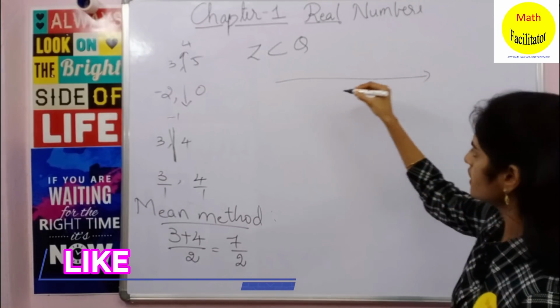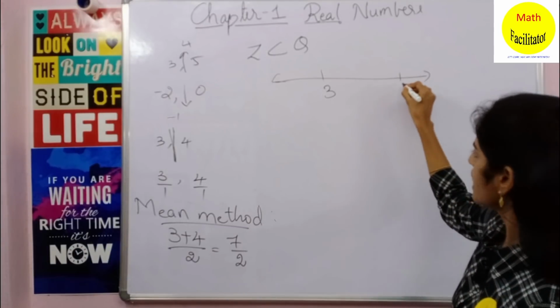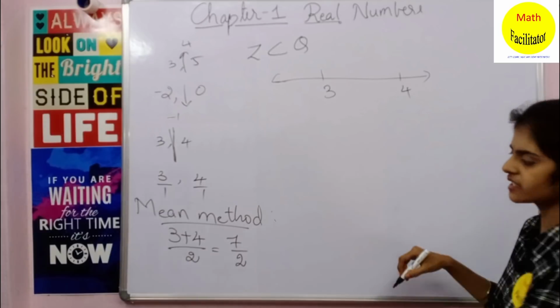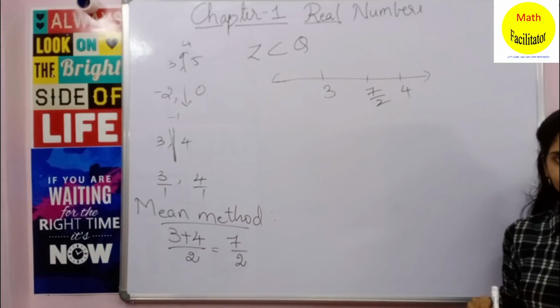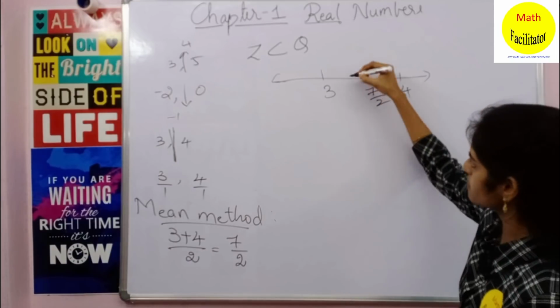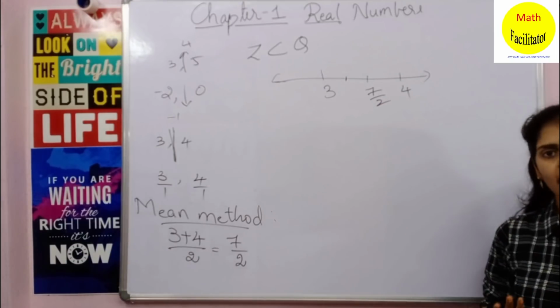If you draw this number line and mark 3 and 4 on it, this 7 by 2 is exactly in between 3 and 4. Now if I want to find a rational number between these two numbers, how can I do that?